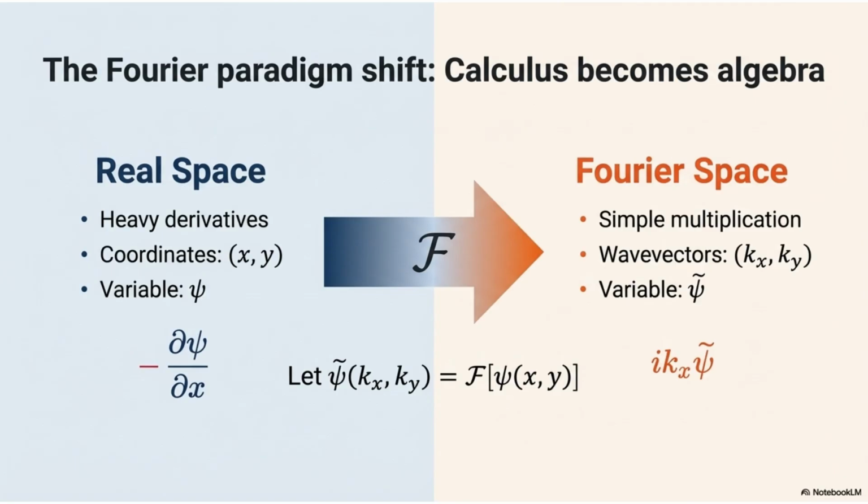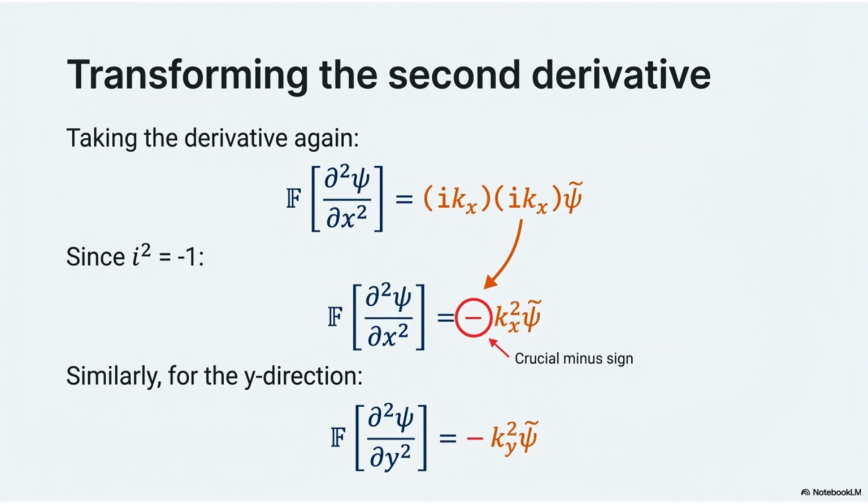The Fourier paradigm shift transforms calculus into algebra. The heavy derivatives in real space are replaced by simple multiplication in Fourier space, using the Fourier transform. Applying the derivative transformation again for the second derivative introduces a crucial minus sign, since i squared equals -1. Similar results are found for the y direction.